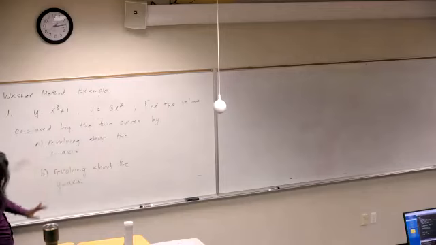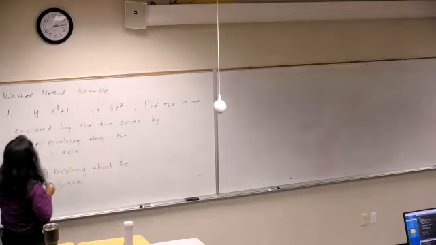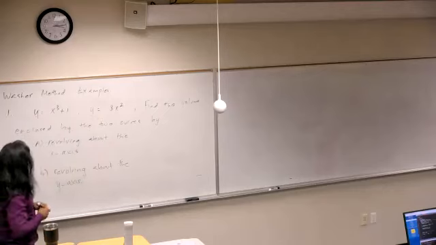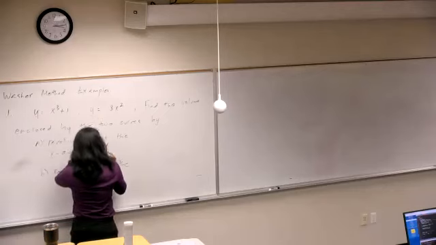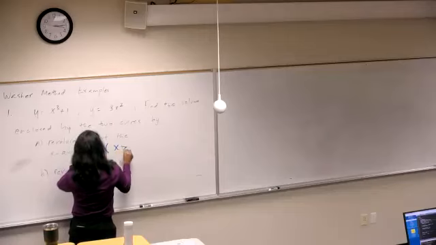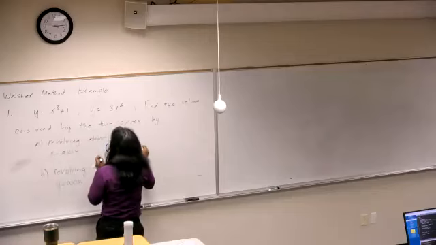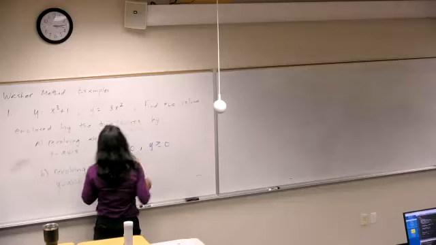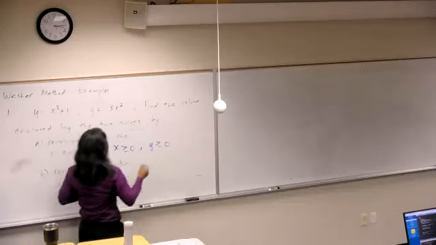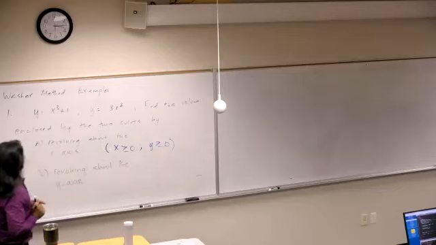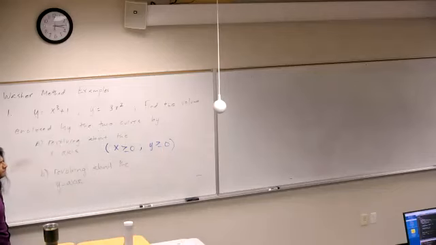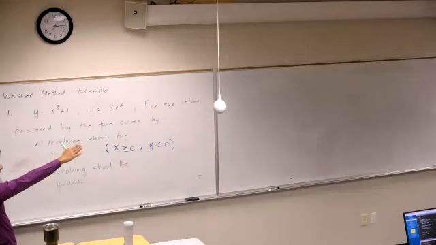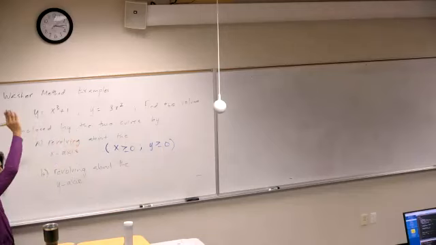We want to revolve it about the x-axis. I'll put another restriction here. We want x to be greater than or equal to 0, and y to be greater than or equal to 0. So x greater than or equal to 0 could be anything. Likewise, this way could be anything. I would like to find a point of intersection.